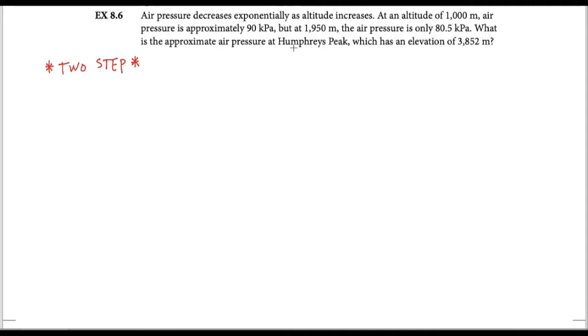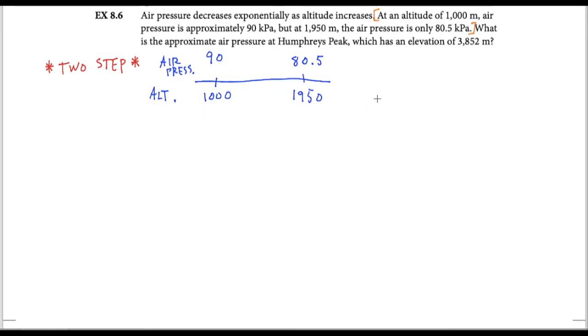What is the approximate air pressure at Humphreys Peak, which is the highest point in Arizona, which has an elevation of 3,852 meters? I'm going to start by taking the information from this first sentence and just trying to capture that through not exactly a timeline, but a simple display that shows the altitude and air pressure values that are provided in that first sentence.